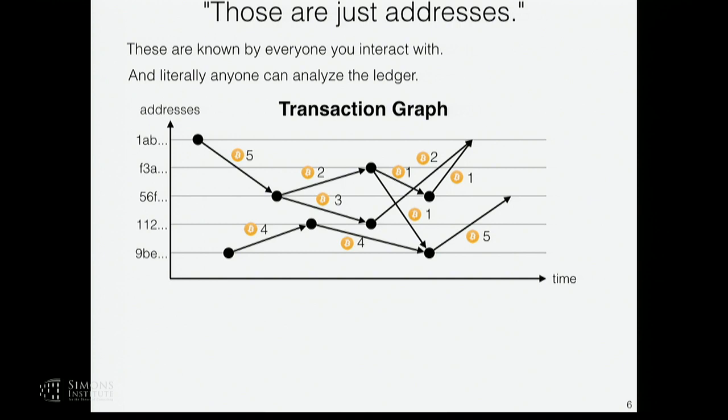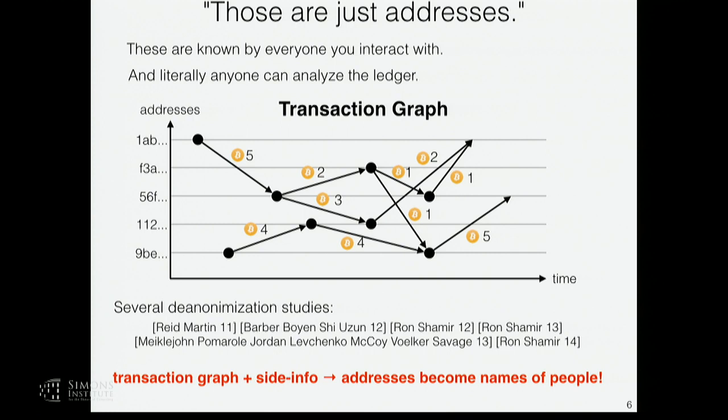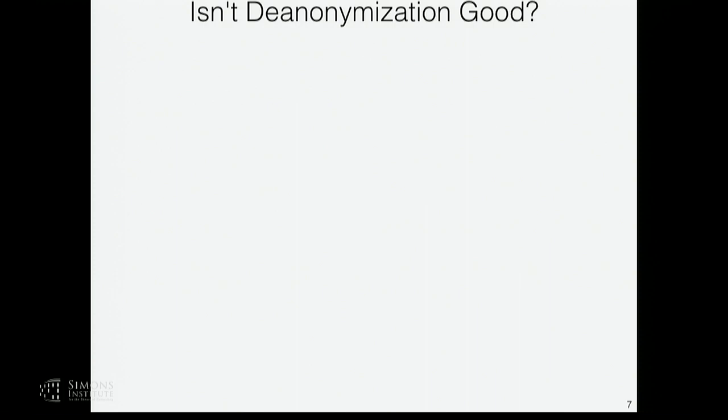There have been several academic studies that say it's actually not that hard to take this transaction graph, correlate it with some side information, and basically turn these virtual cryptographic keys into names of actual physical people. Okay? And let me just highlight, you might be thinking, wait, isn't de-anonymizing good?